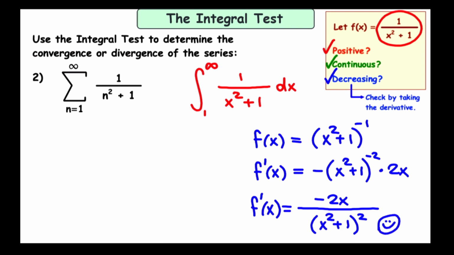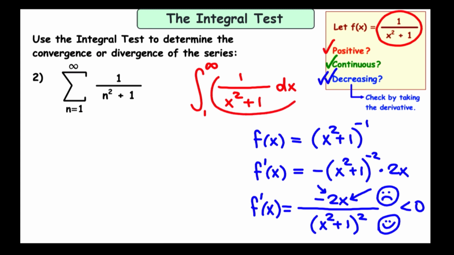Since I'm going from 1 to infinity, x is always positive. If I'm plugging positive numbers in here, but I'm multiplying by a negative 2 right next to it, that's negative. So the derivative is negative. So yes, it does decrease. So I am able to use the integral test. I've passed the 3 prerequisites.